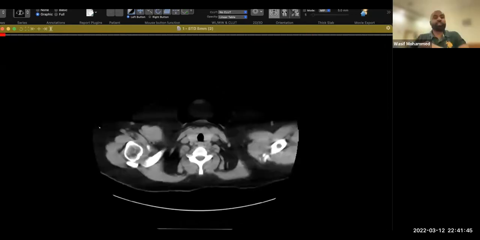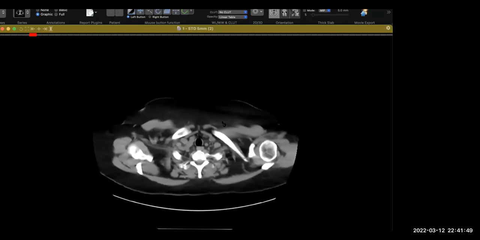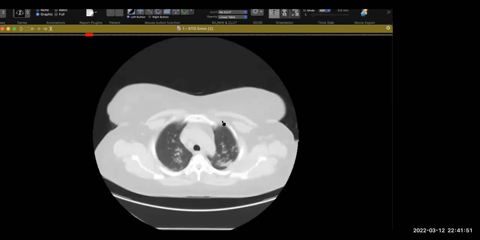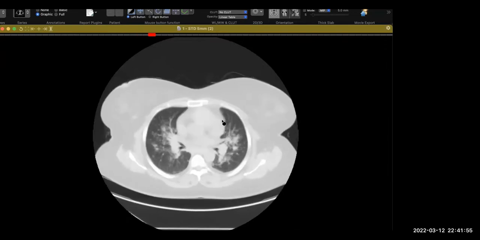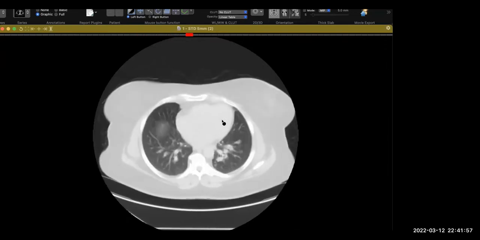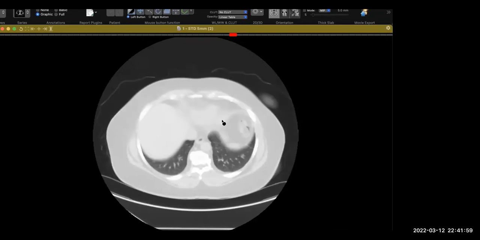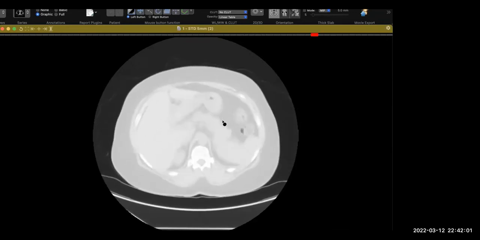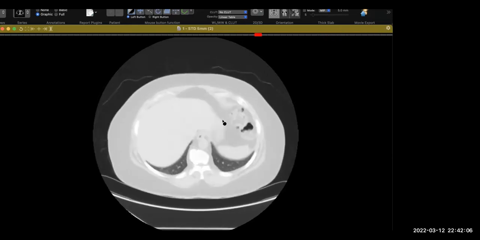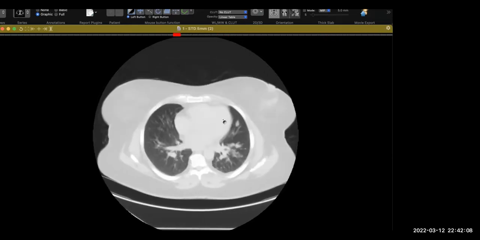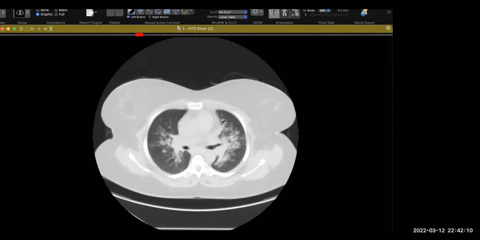So, okay, next case. This is the axial sections of the thorax CT of an adult female patient. I'm just scrolling through the images once. Okay, I'm going back to the lung window. So the abnormality is in bilateral lungs.